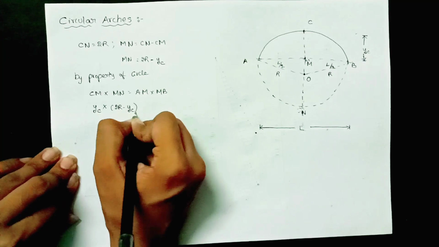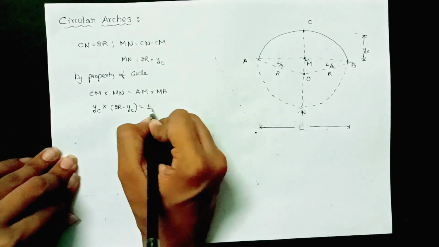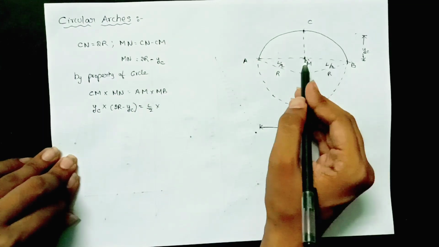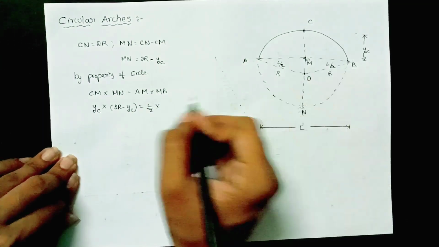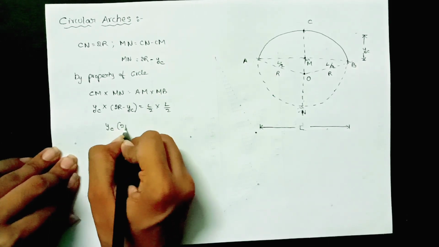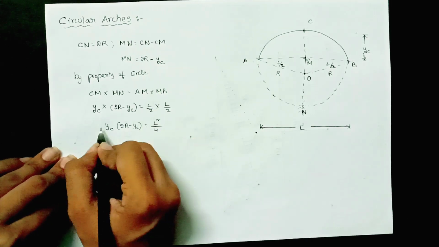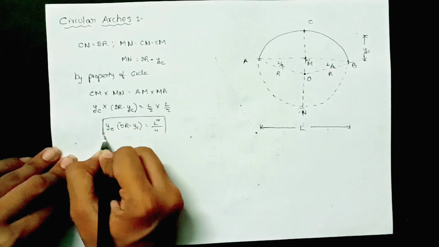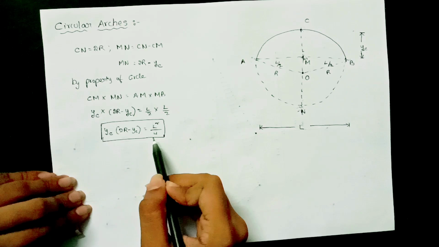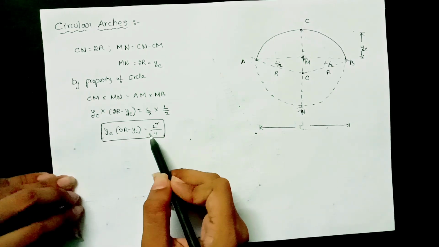Equal to AM, which is L by 2, into MB, which is again L by 2. So the formula is Yc into (2r minus Yc) equal to L square by 4. This is one equation. In the analysis of circular arches, we use this equation for calculation of the radius.